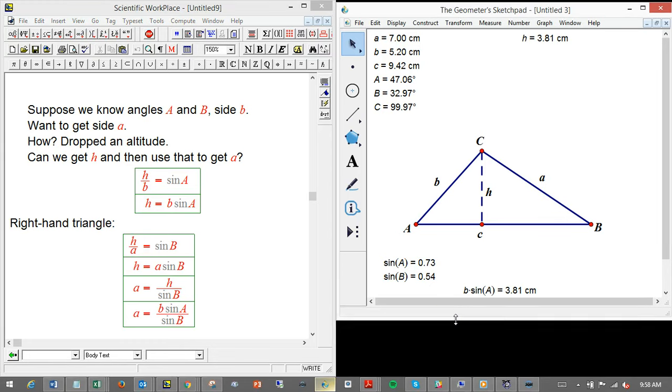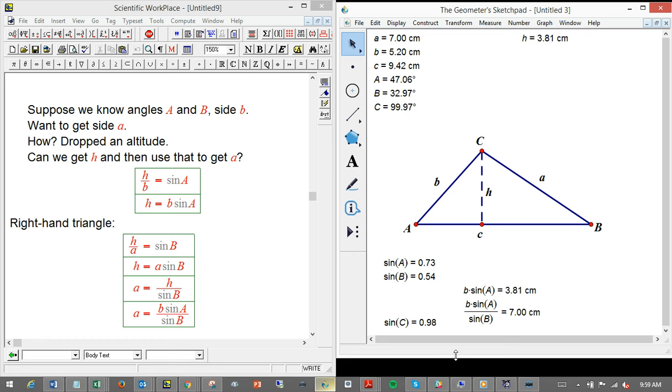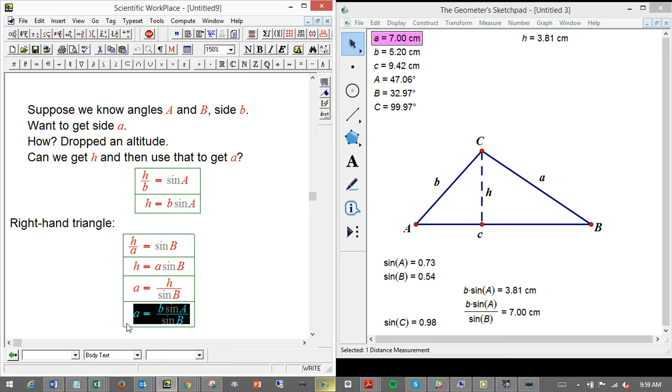I had Sketchpad calculate that for me. B sine A over sine B is 7, and indeed A was 7 all along. Okay, so it really is working. I'm not making this up. Okay, so this is one form of the law of sines. Notice it's called the law of sines because only sines actually come into it.